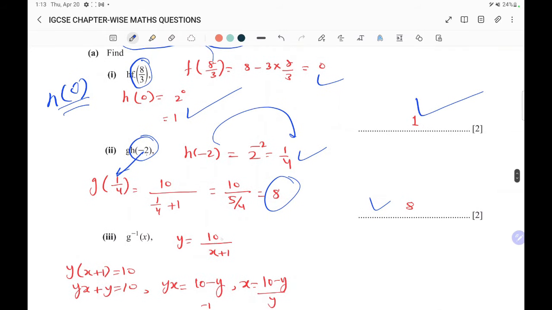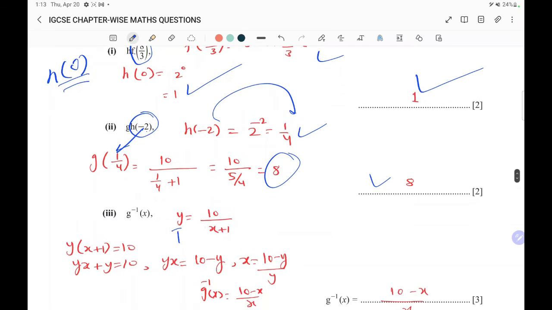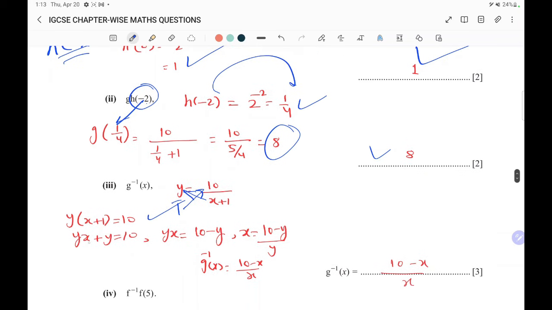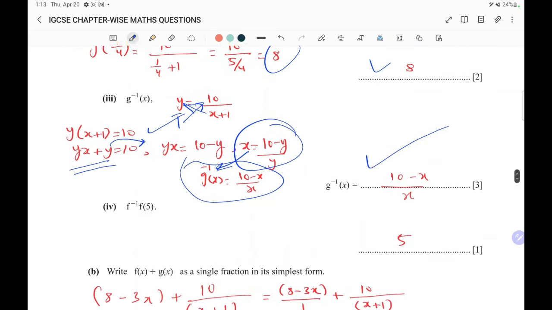Now g inverse x. You know y equals gx, so y equals 10 over x plus 1. Now cross multiply like that. So y times x plus 1 and 1 times 10. So this is yx plus y. Now shift y to the right side. Yx is 10 minus y. Divide by y, you will get x equals this. Now x is g inverse x and y you have to convert to x. So g inverse x is 10 minus x over x. So you will get that.